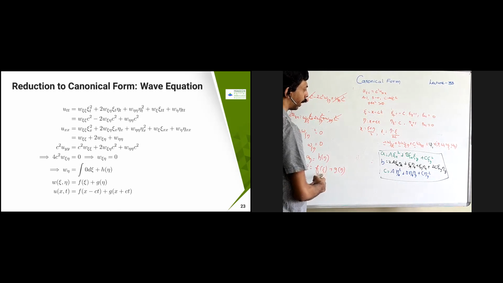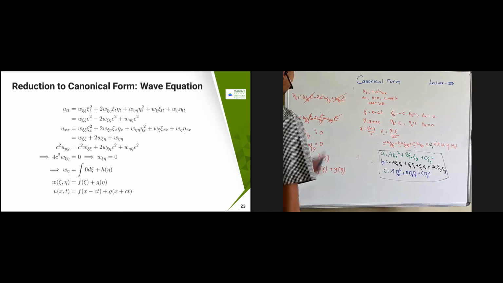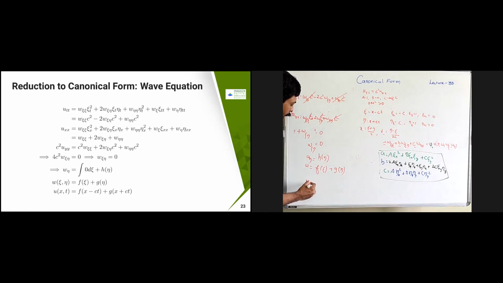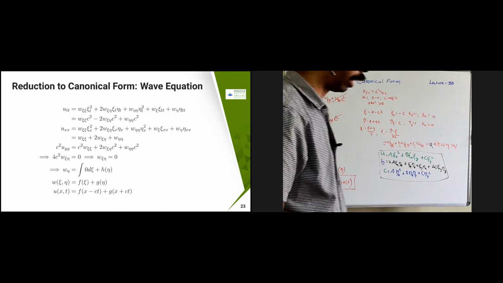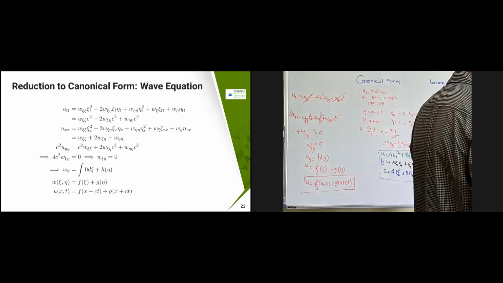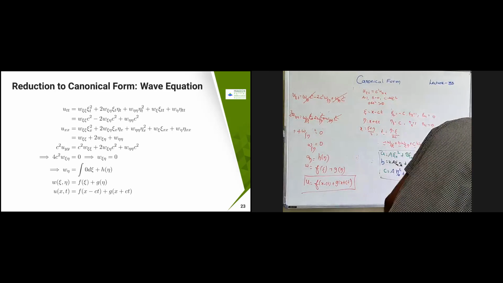But what are chi and eta? Chi is x minus ct and eta is x plus ct. If you write it in terms of u, this becomes u equal to f of x minus ct plus g of x plus ct. If you remember, whenever we solved the wave equation, we used to get this kind of solution: f of x minus ct and g of x plus ct.